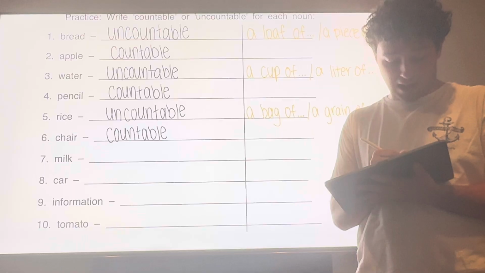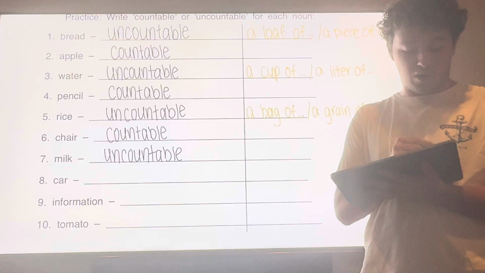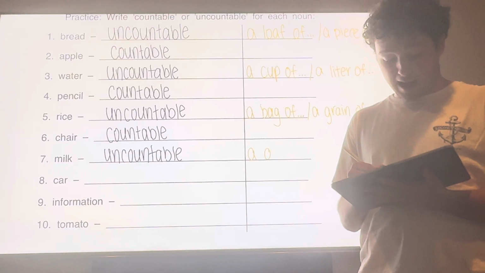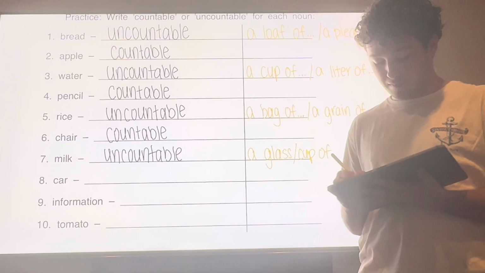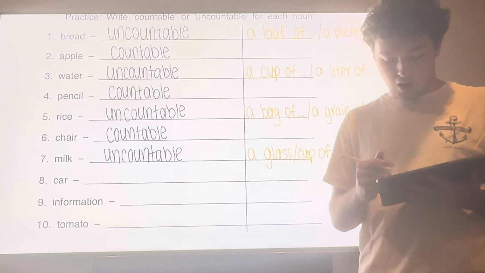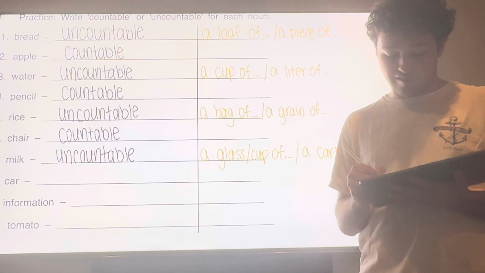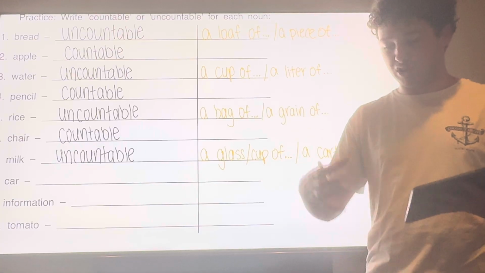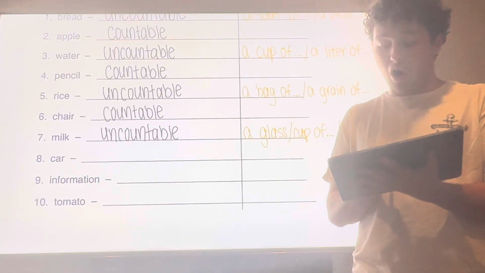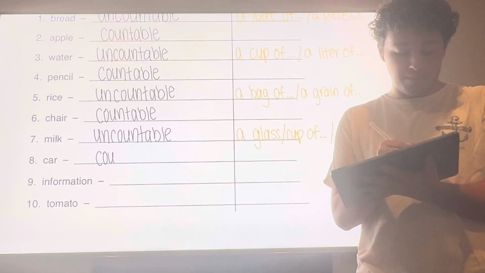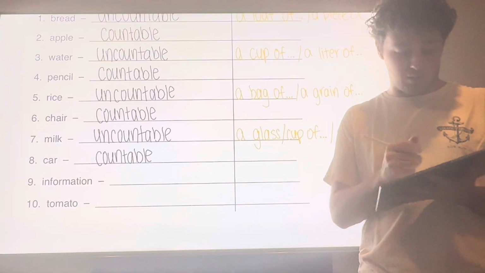Now milk is uncountable. Common quantifiers are a glass or cup of milk, or a carton of milk. A carton of milk is just the big container, the massive one like this, a carton. Okay, car. Car is countable. However, information is uncountable.